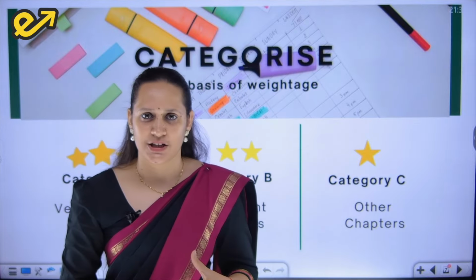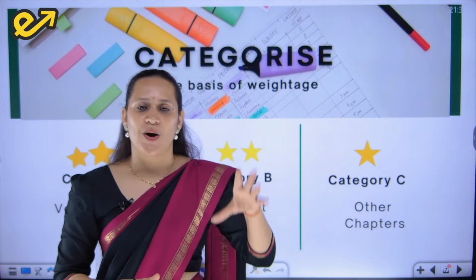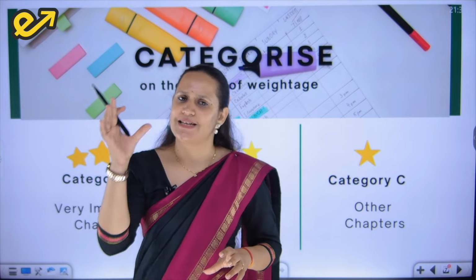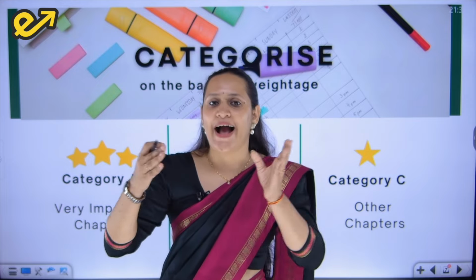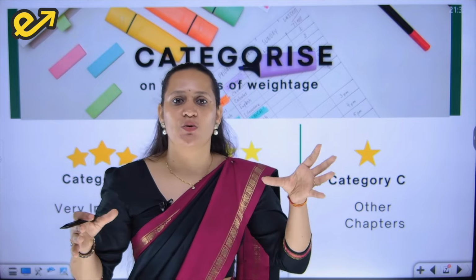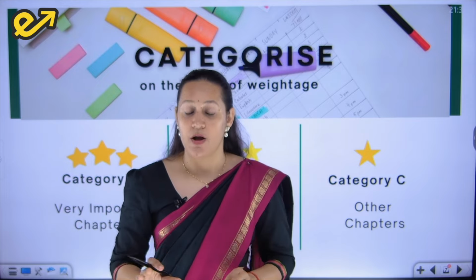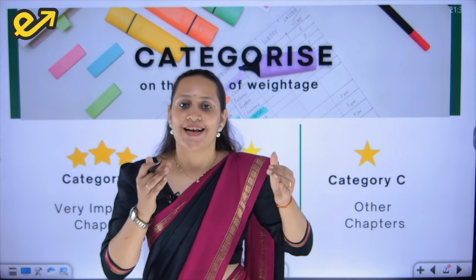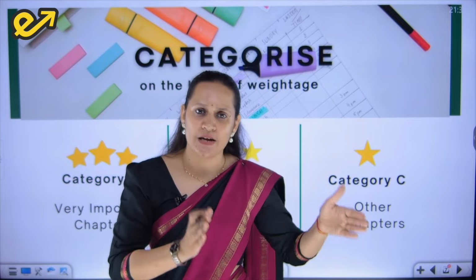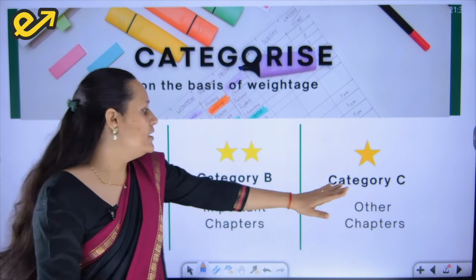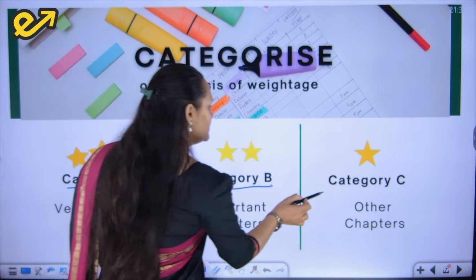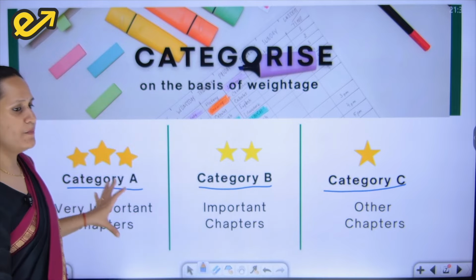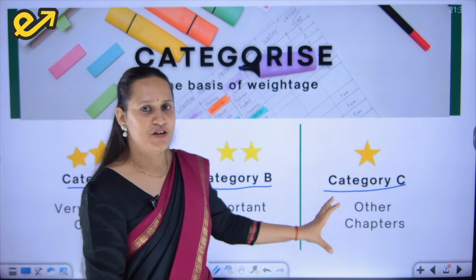What is categorization? You have drawn the weightage. One chapter carries 11 marks, one chapter carries 6 marks, one chapter carries 2 marks, one chapter carries 1 mark. So you have a list of chapters which are going to have some weightage in the exam. On the basis of this weightage, categorize the chapters into very important, neutral, and other chapters. Okay, so we are going to create 3 categories: very important chapters, neutral chapters, and other chapters.